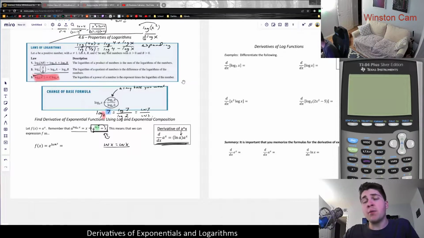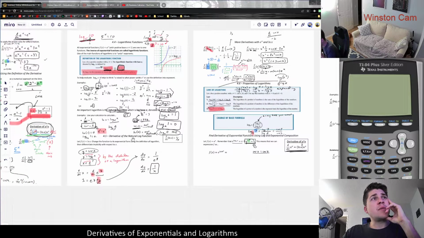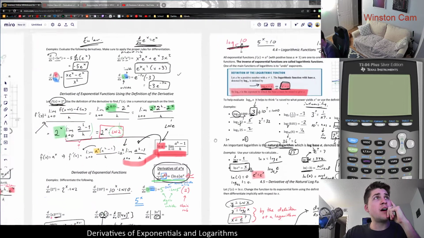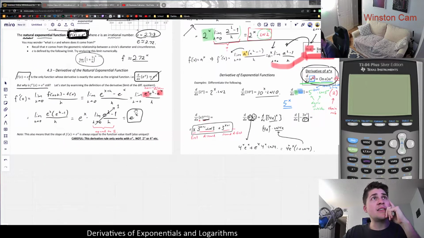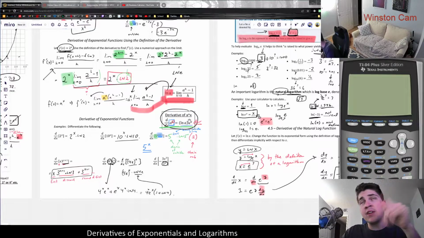So let's continue where we left off on Monday, which is on derivatives involving exponentials and logarithmic functions. So far we've talked about the derivative of the natural log function, which is 1 over x. And we also know the derivative of the natural exponential function, e to the x, is also e to the x. However, when we change the base of an exponential to any base, it was a little bit different.